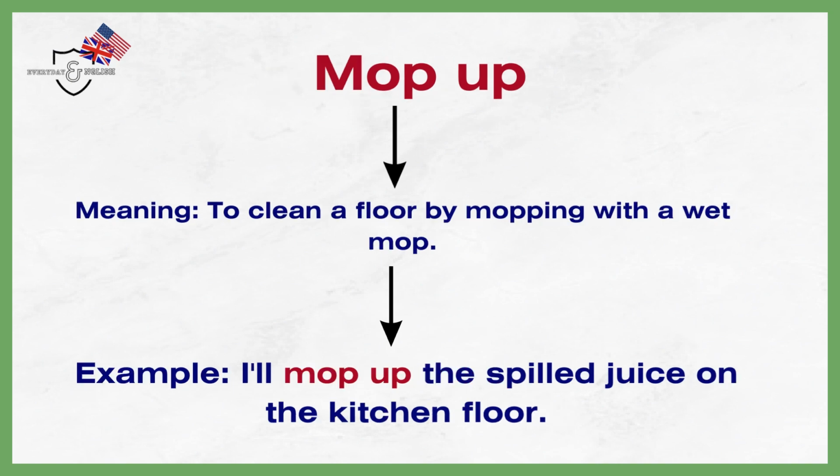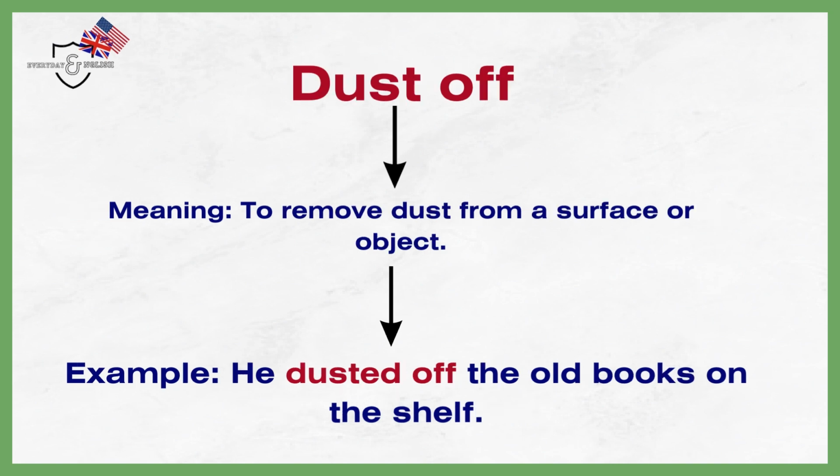Mop up. Meaning, to clean a floor by mopping with a wet mop. Example, I'll mop up the spilled juice on the kitchen floor. Dust off. Meaning, to remove dust from a surface or object. Example, he dusted off the old books on the shelf.